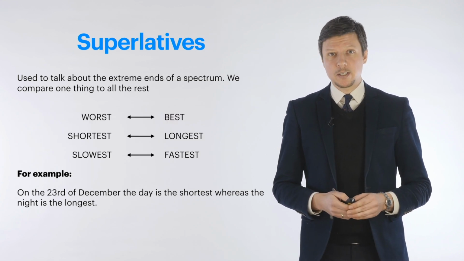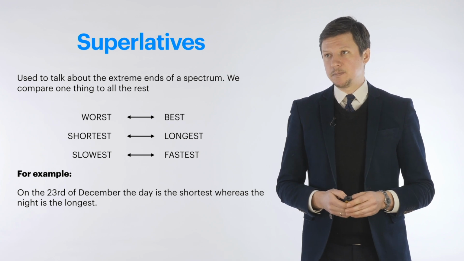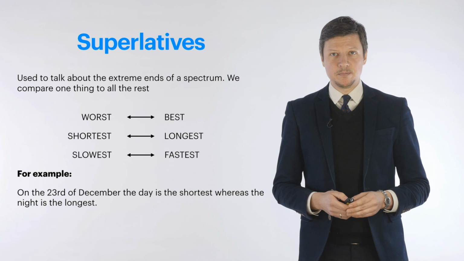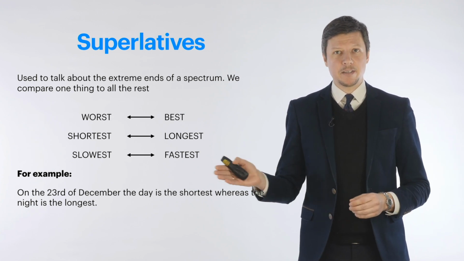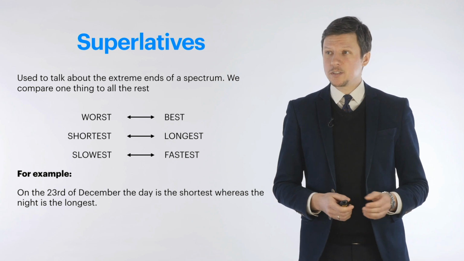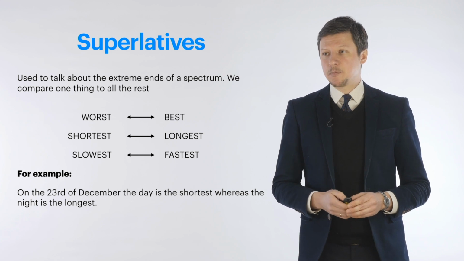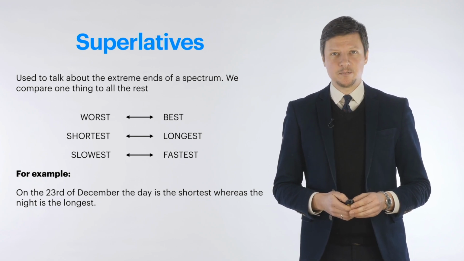We use the superlative when we are taking the extreme ends of a spectrum. We compare one thing to all the rest. We can take the worst and the best. We can take the shortest and the longest, the slowest and the fastest. Here is an example. On the 23rd of December, the day is the shortest, whereas the night is the longest.